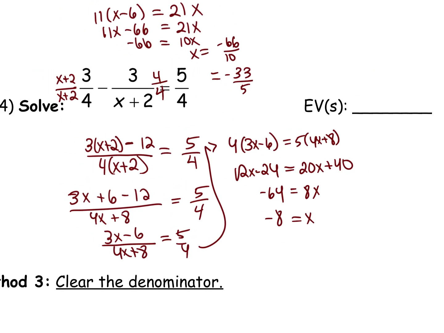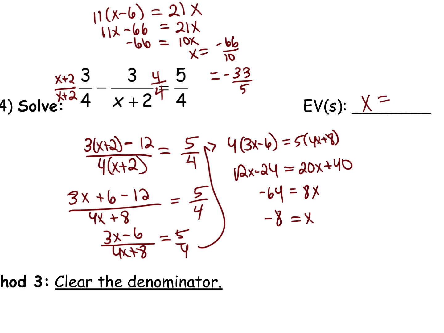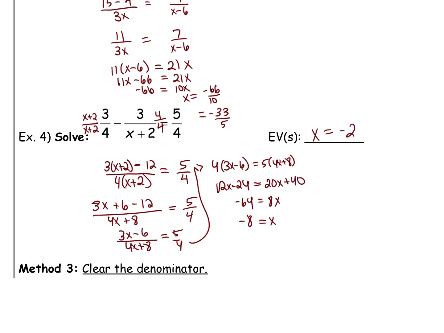What are our excluded values? x cannot equal what? Negative 2. So are we okay with that negative 8? Good.